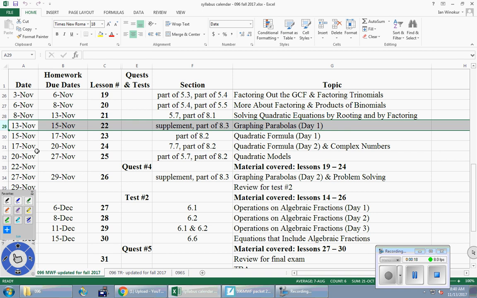Coming up on the next 2 classes, that's Wednesday, Friday this week, we've got quadratic formula twice and a little bit on the complex numbers. So we're in the midst of doing lots of things with quadratic equations and their graphs. That's parabolas. Coming up, quest number 4, that's November 22nd, which is Wednesday, a week from this Wednesday.